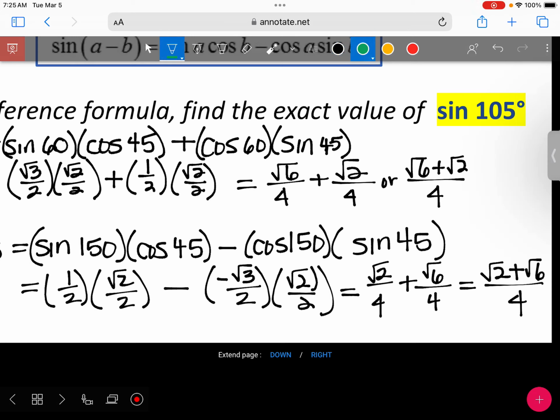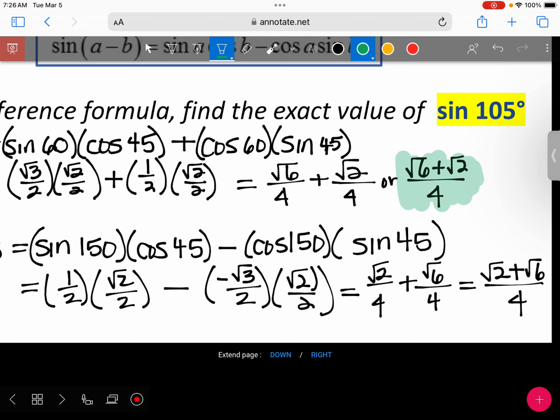When I did it the first way, oops, I was trying to do highlighter, not marker, okay. I got root 6 plus root 2 over 4. Raise your hand if you got that. Root 6 plus root 2 over 4. But we know, again, that addition can be switched, okay?